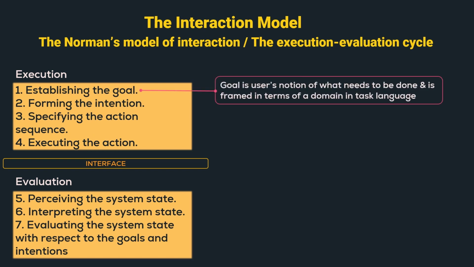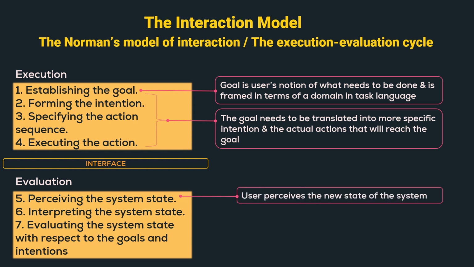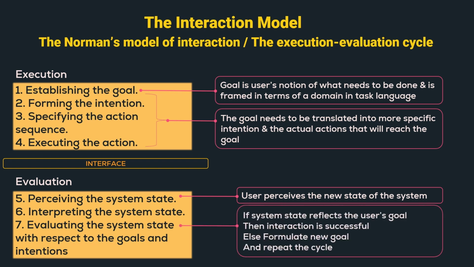The goal is a notion of what needs to be done and is framed in terms of a domain in task language. However, goal is liable to be imprecise and therefore the goal needs to be translated into more specific intention and the actual actions that will help us to reach the goal. Once the action is performed, then the user perceives the new state of the system. If the system state reflects the user's goal, then the machine has done what we wanted it to do and the interaction is successful. Else we formulate a new goal and repeat the cycle.